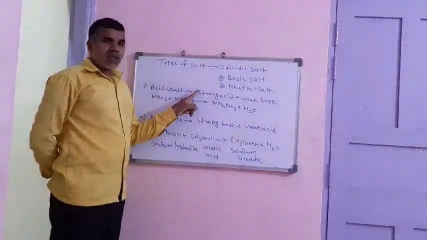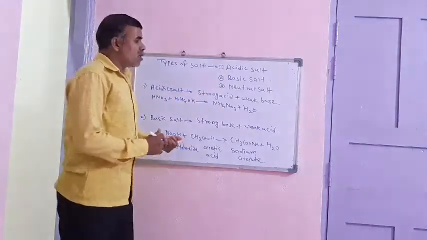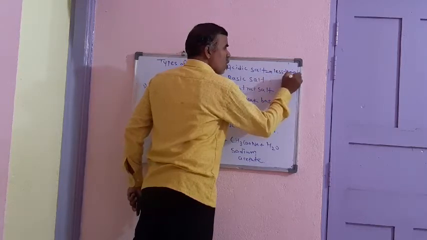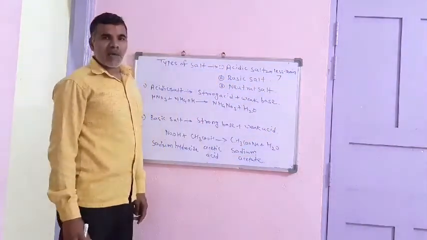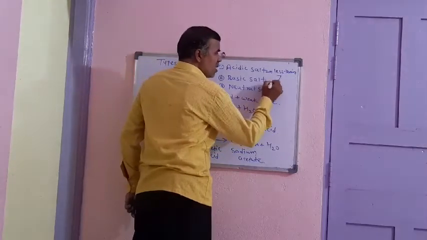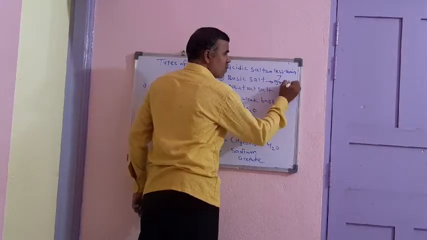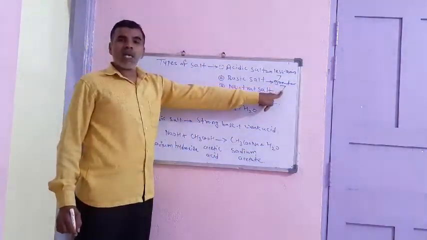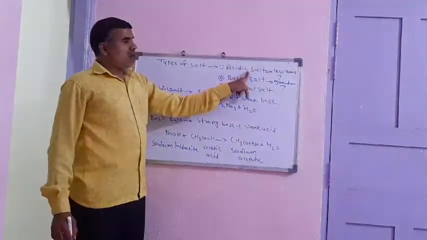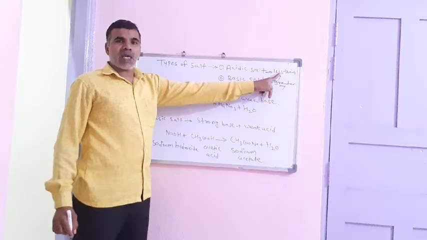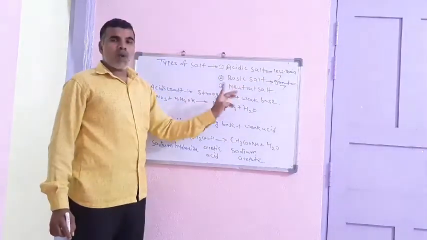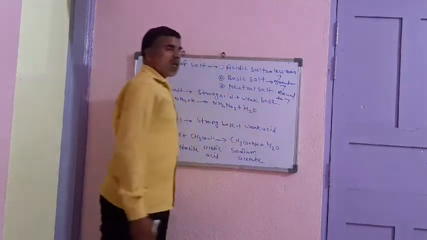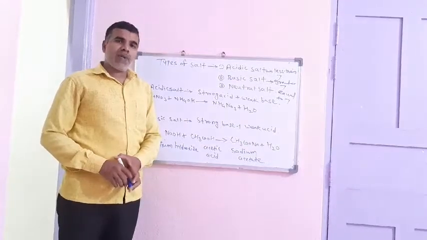Then the pH of acidic salt is less than 7. The pH of basic salt is greater than 7. बेसिक जो सॉल्ट असेल त्याचा pH हा 7 पेक्षा जास्त असतो. The pH of acidic salt is less than 7 and the pH of neutral salt is equal to 7. न्यूट्रल सॉल्ट जे असेल त्याचा pH आपल्याला 7 म्हणता येईल.